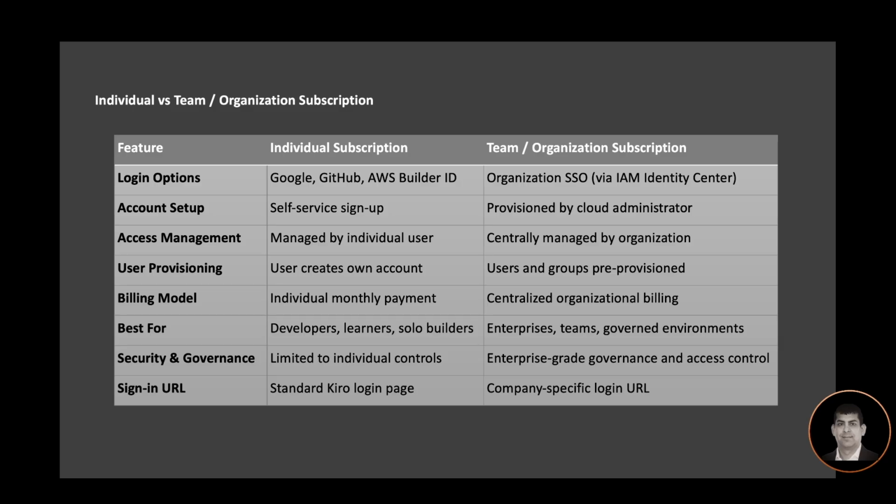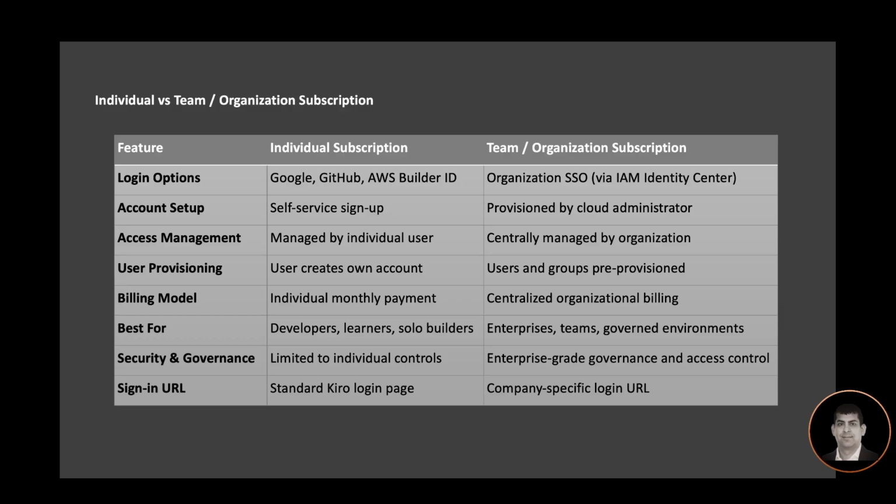Here is a quick view of individual versus team organization subscription. You can see there are different features. For login options, in the individual subscription you can log in using Google credential, GitHub, or AWS Builder ID, and in the team organization subscription it is organizational single sign-on. The account setup process for the individual subscription is self-service sign-up, and for the team organization subscription it is provisioned by the cloud administrator. Same thing for access management and user provisioning: in the individual subscription, the user is managing it, and in the team organization subscription it is managed by your company. In the billing model, it is individual monthly payment versus centralized organizational billing.